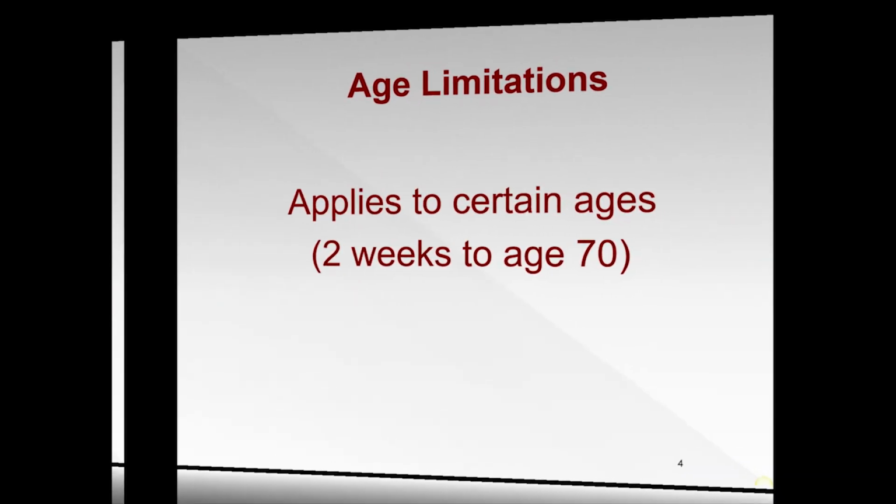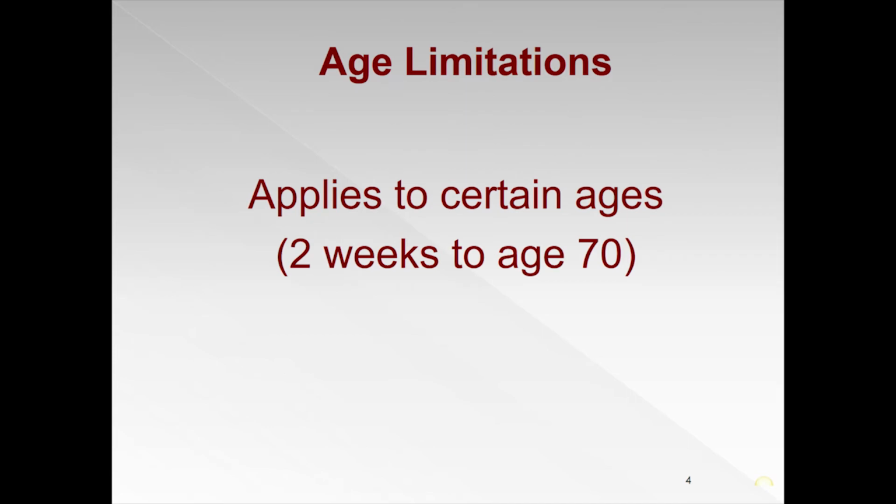There are age limitations. On the lower end, usually at least 2 weeks, and on the upper end, age 70. So for example, if you have a client that's age 75, they're not generally going to be able to bind temporary insurance during the underwriting process.